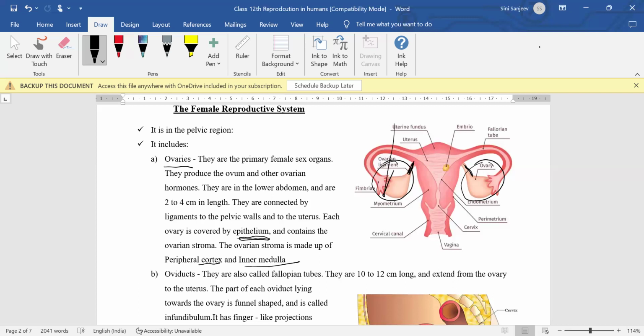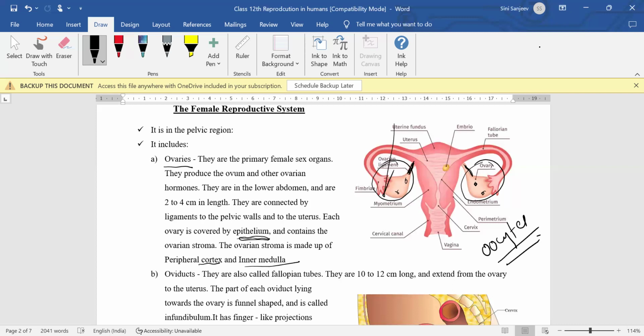In the ovaries you will also find small follicles present like this. In these follicles, what is going to mature? The eggs. The immature eggs, also called oocytes, are present in the follicles in the ovaries.